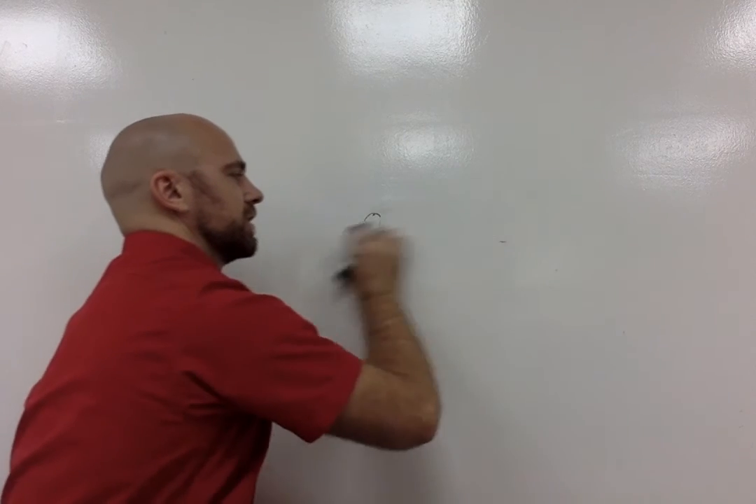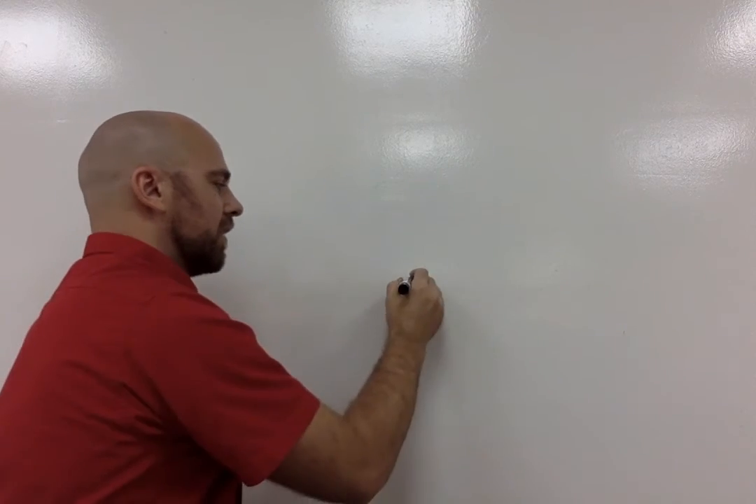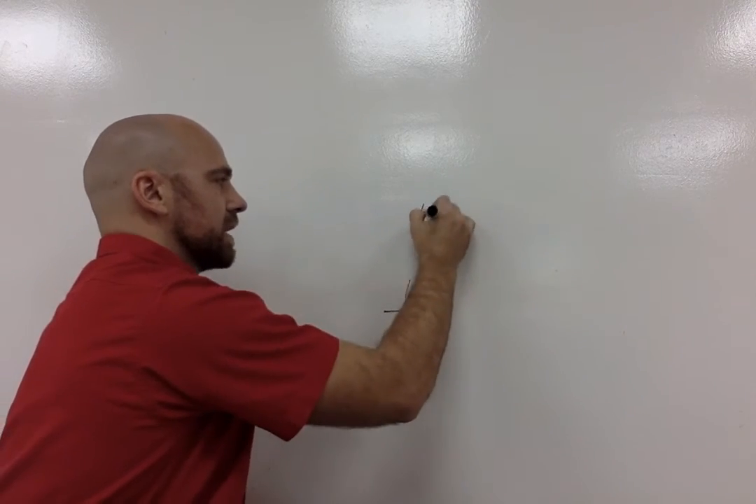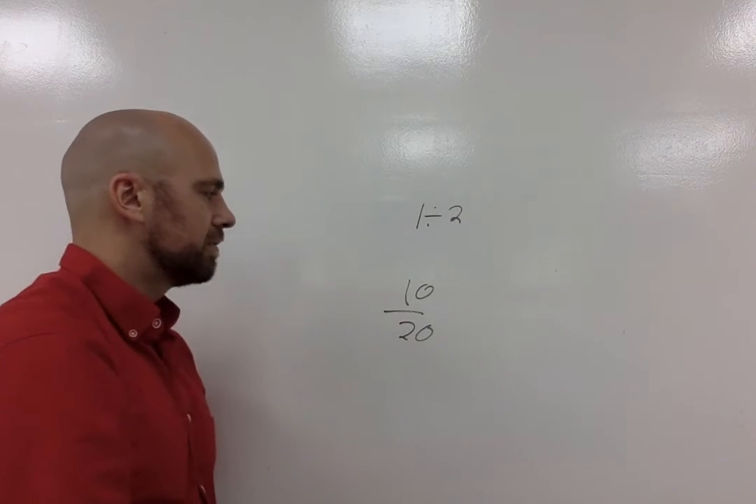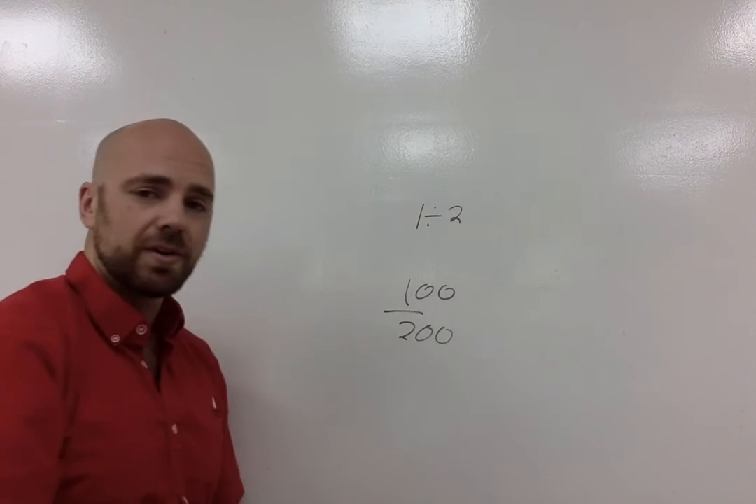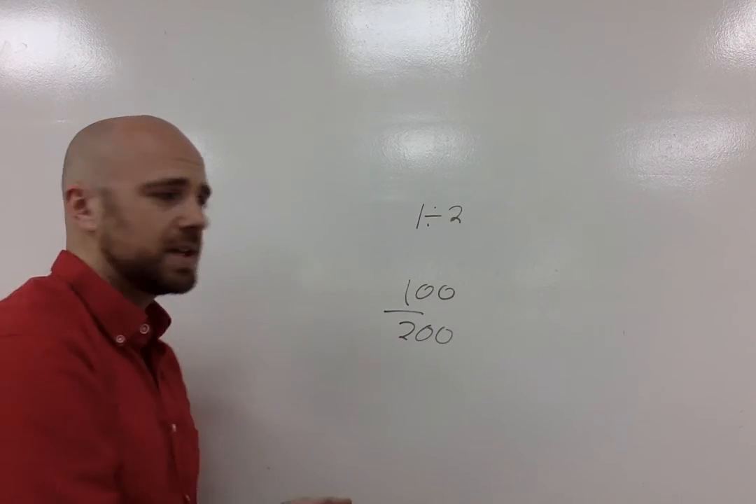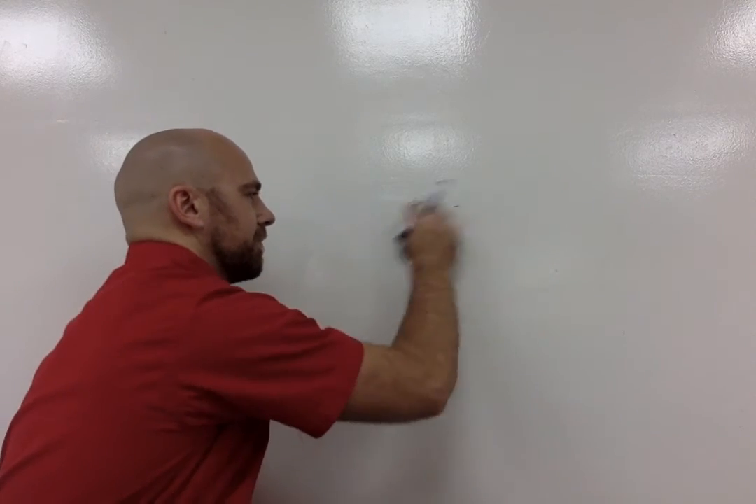Think of it as a fraction. Okay, so we could have 1 over 2, or that's the same as 1 divided by 2, or 10 divided by 20, or 100 divided by 200. The ratio is still the same. All we're doing is changing the fraction slightly. All right.